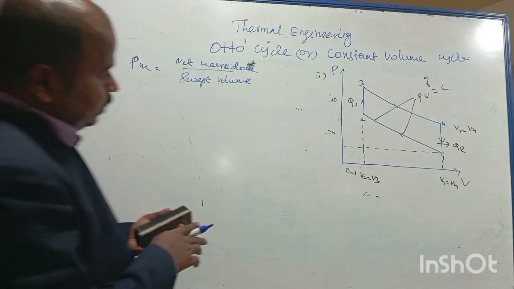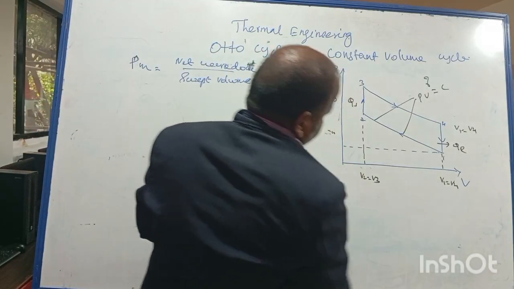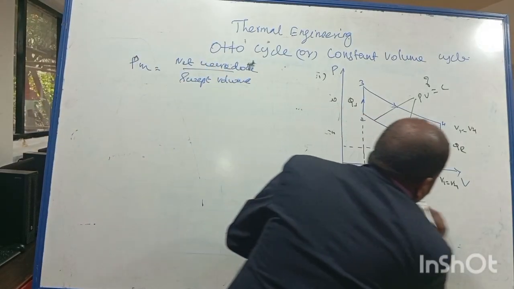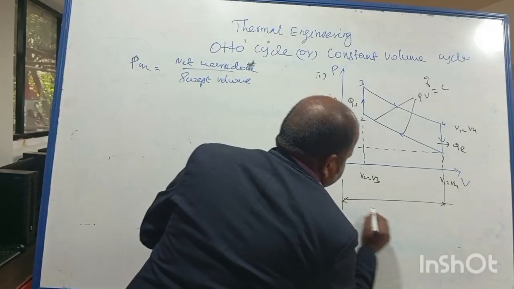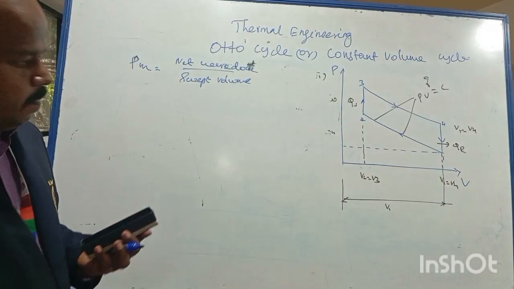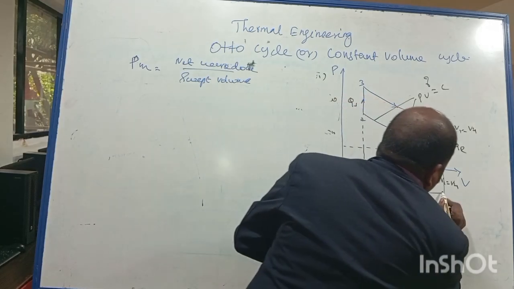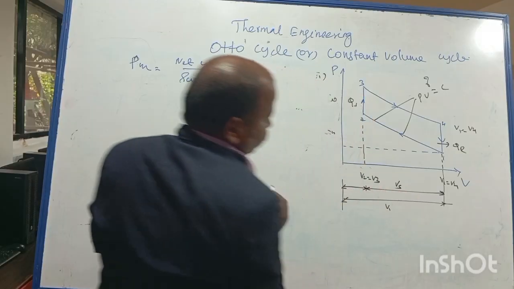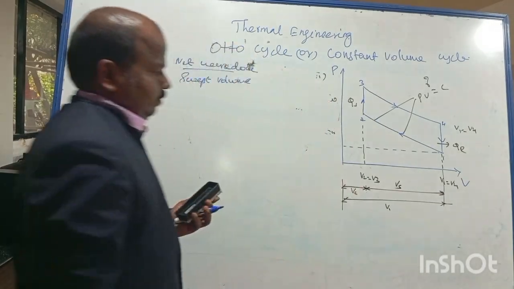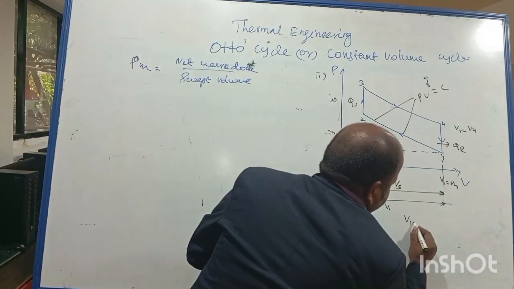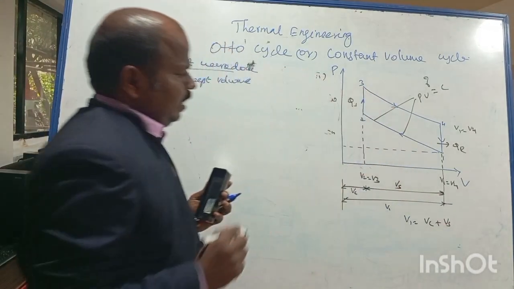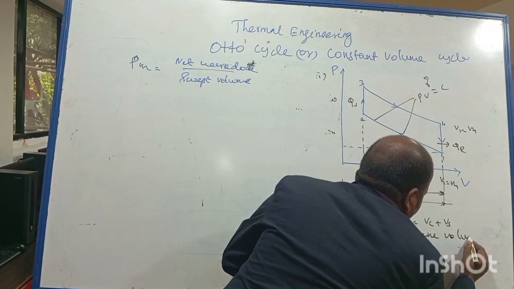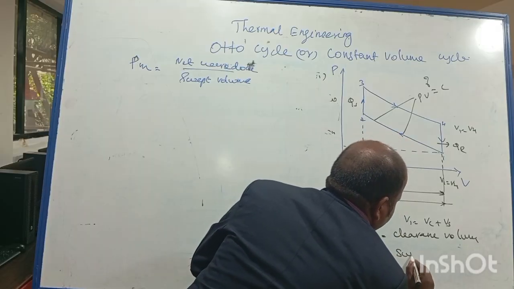Now I am going to discuss what is swept volume and what is clearance volume. Look at this PV diagram. Taking the total volume as V1, now I am going to divide this into 2. This is swept volume Vs and this one is clearance volume Vc. The total volume V1 should be equal to Vc plus Vs. What are Vc and Vs? Vc is the clearance volume, where Vs is the swept volume.